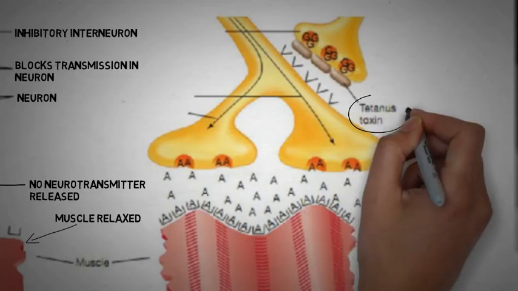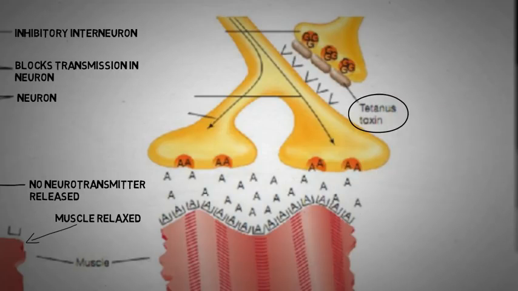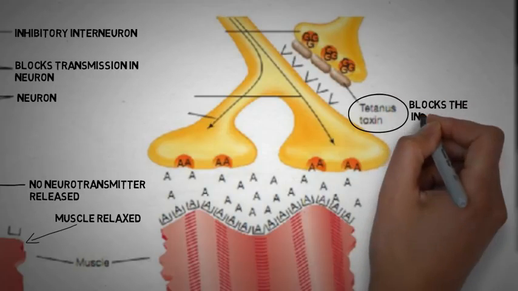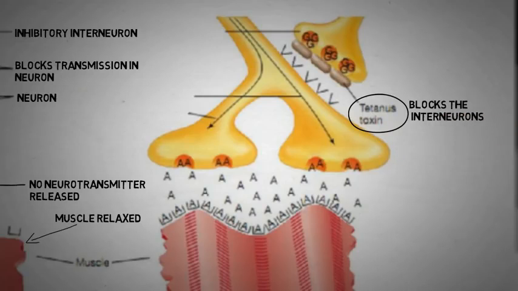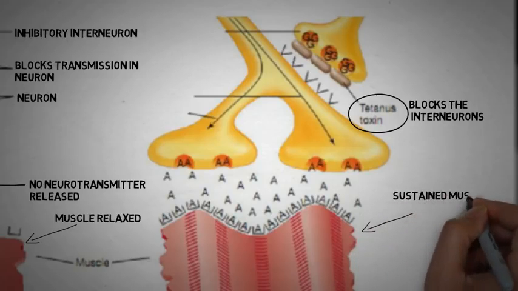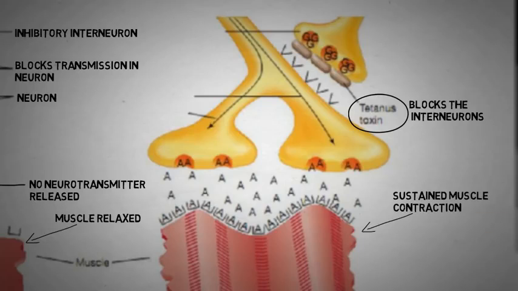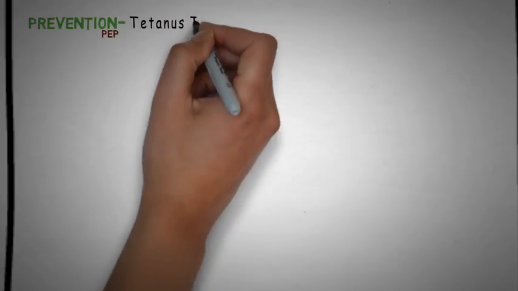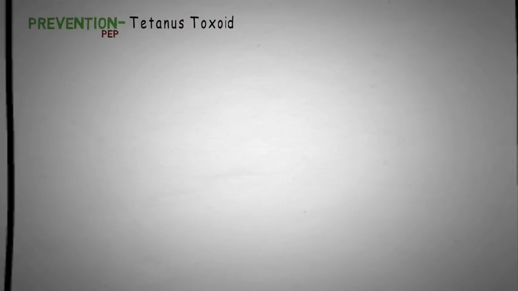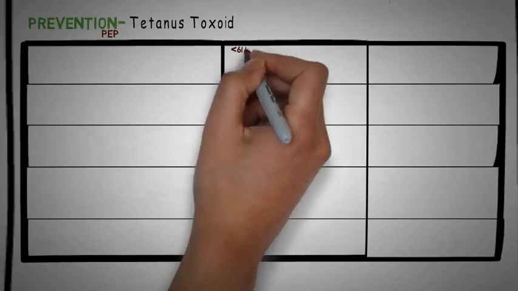But in a patient with tetanus, the tetanus toxin blocks the inhibitory interneurons. So there is no inhibition of the neuron, resulting in chronic excitation of the muscle. Thus, muscle contractions occur. Finally, we come to the prevention of tetanus, that is the post-exposure prophylaxis. Here we discuss what are the steps to be taken when we get an open wound.